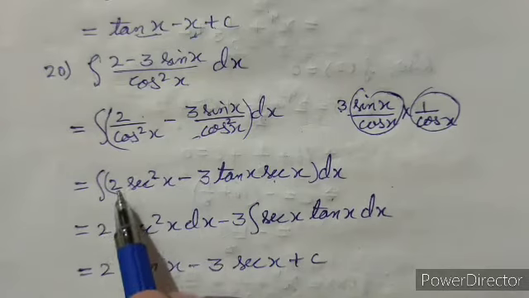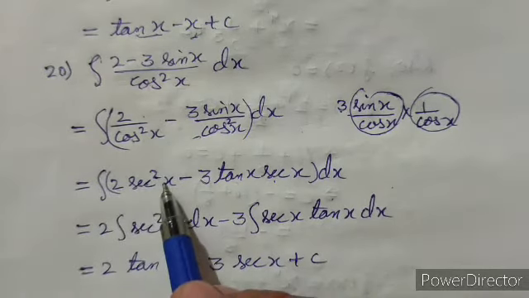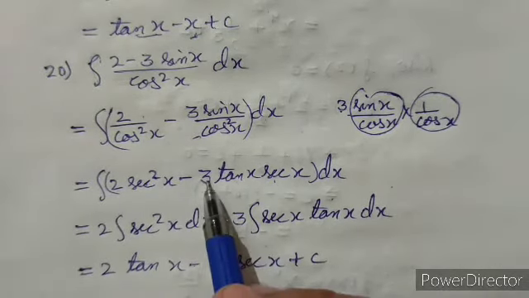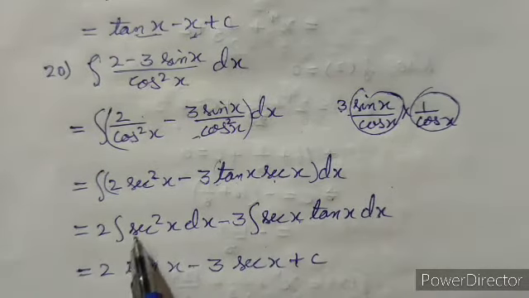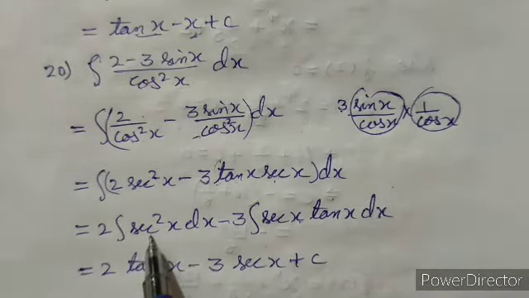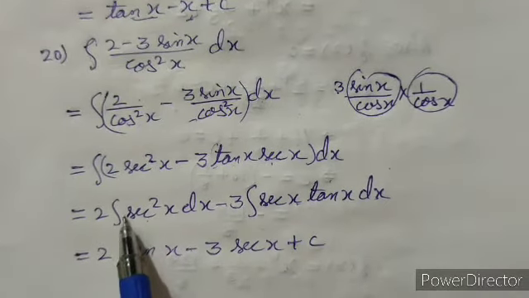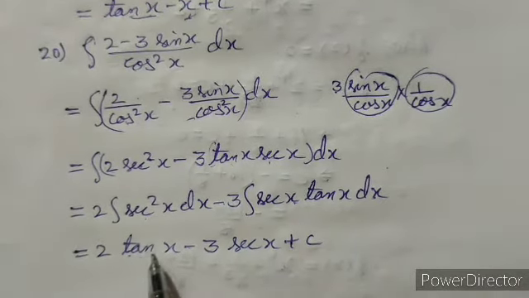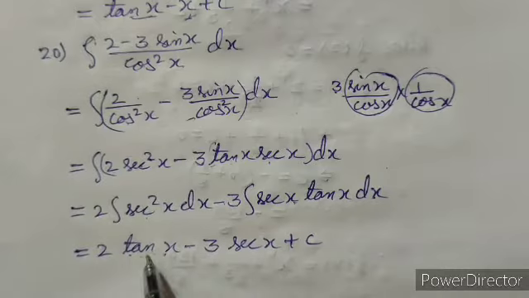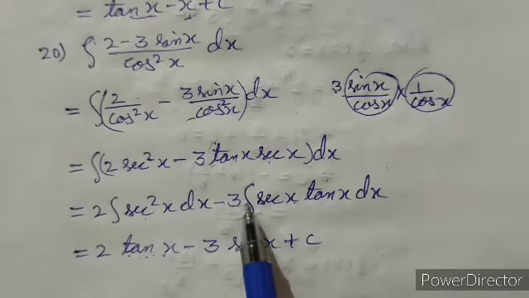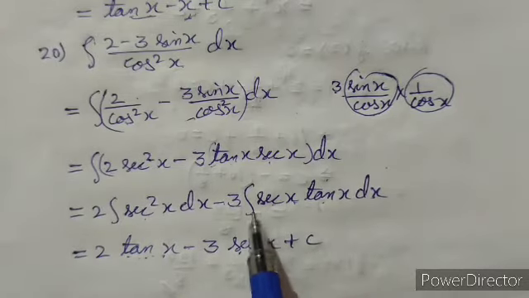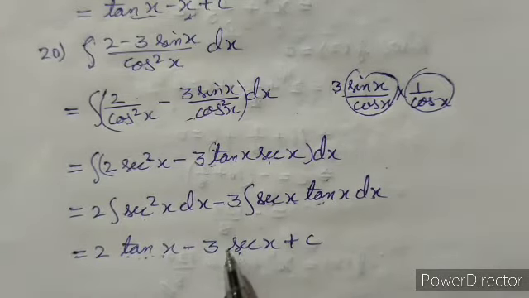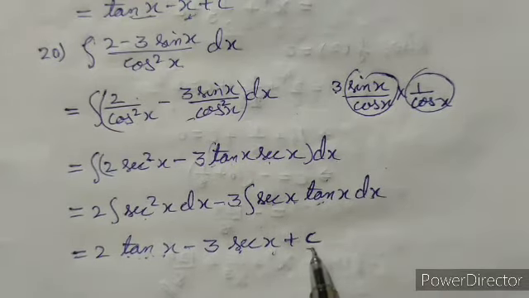Now this will be equal to 2 into integral of sec square x dx minus 3 into integral of sec x tan x dx. Now as we know, derivative of tan x is equal to sec square x. So integral of sec square x will be equal to tan x, and derivative of sec x is equal to sec x tan x. So integral of sec x tan x will be equal to sec x, and c is the constant of integral here.